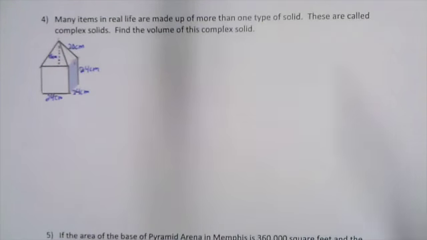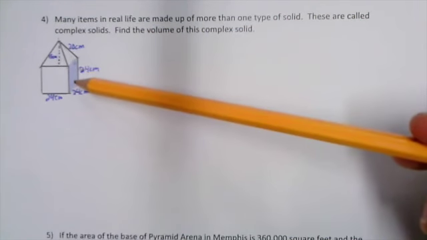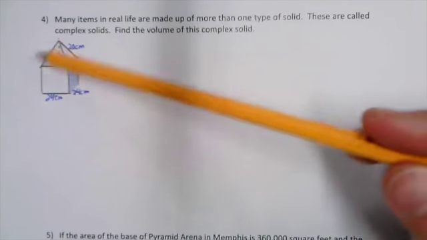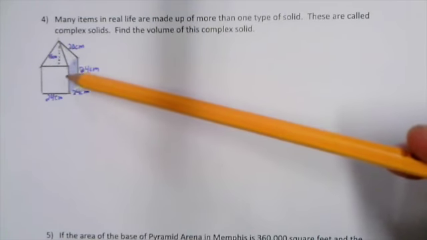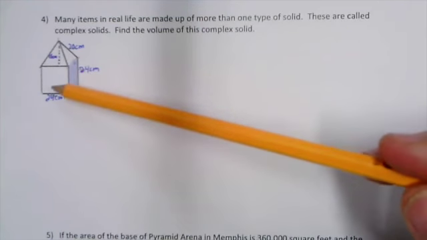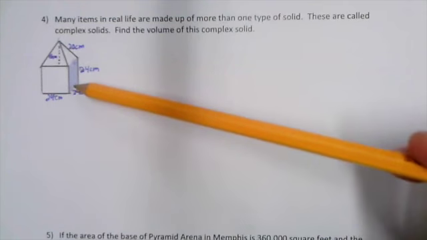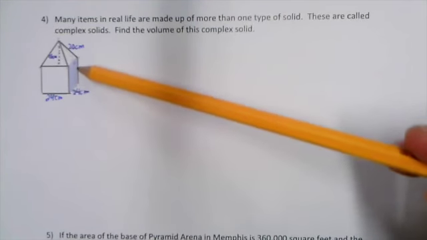So many items in real life are made up of more than one type of solid, so sometimes we need to add these up. For instance, in this particular building, we have 2 different shapes. If we look at this bottom shape that makes up the bottom part of the house, it's got 24 by 24. It actually has a square on the bottom, which means it's going to be a square prism.